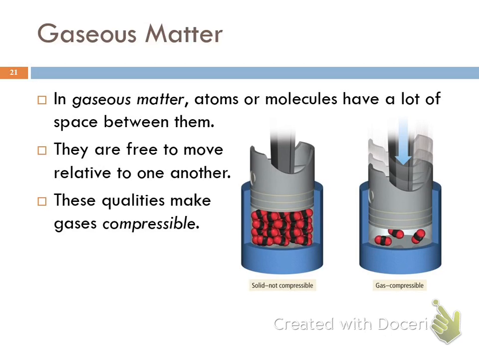Gaseous matter. So in a gas, the atoms or molecules have a large amount of space between them. So the gas state for students is when class is over and you guys go out the door and you scatter. You go off in all different directions. You basically have no relationship to each other at that point. There's space between you and you just go off independently. Gas particles are free to move relative to one another, and they are not very close to each other. And that's what makes gases compressible.